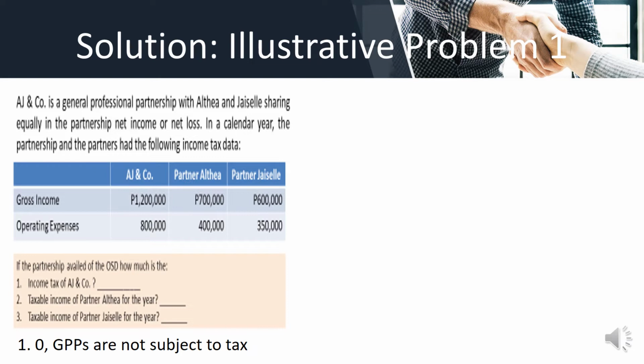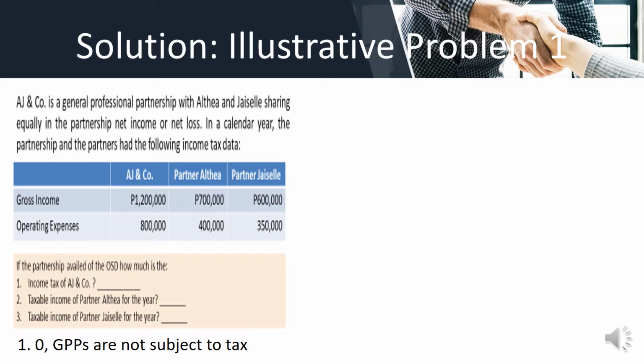Next is to determine the taxable income of partner Althea for the year and the taxable income of partner JCell for the year. So let's solve for the taxable income of partner Althea. The formula will be share in distributable net income plus own gross income of Althea minus own itemized expenses, we will determine the taxable income. So unahin natin i-determine muna magkano ba ang share ni partner Althea dun sa partnership.